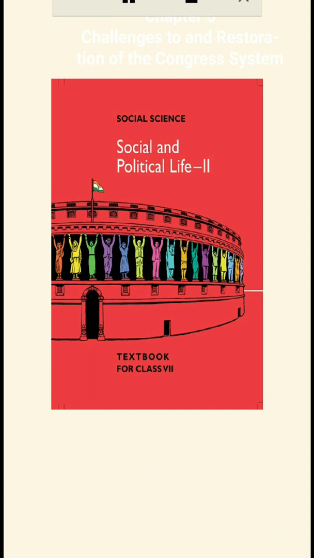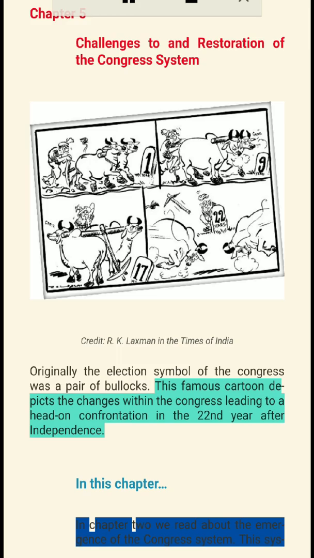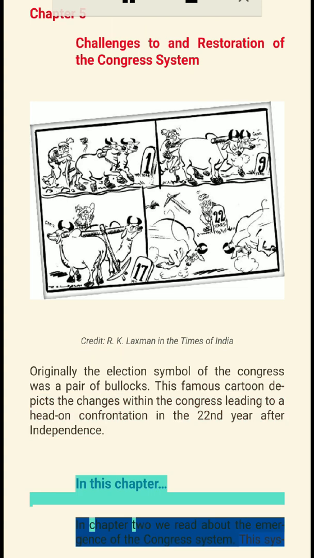Chapter 5: Challenges to and Restoration of the Congress System. Credit: R. K. Laxman in the Times of India. Originally the election symbol of the Congress was a pair of bullocks. This famous cartoon depicts the changes within the Congress leading to a head-on confrontation in the 22nd year after independence.